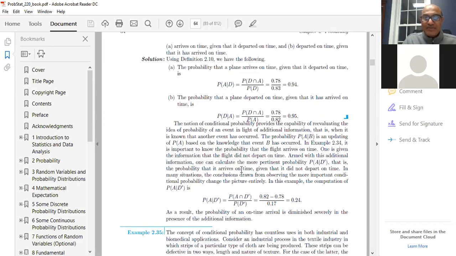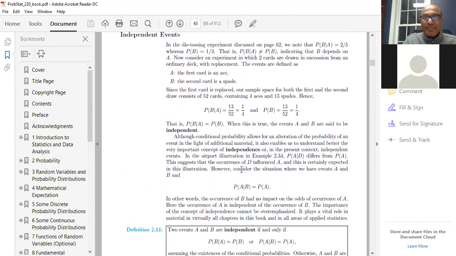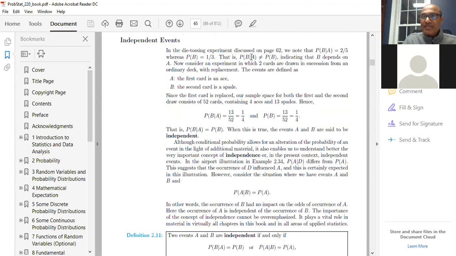So it says that in a die tossing experiment discussed on page 62, we note that probability of B given A is 2 over 5, while probability of B was 1 by 3. You can see these two probabilities are different, 1 by 3 and 2 by 5. They are not the same, right, guys? Indicating that B depends on A, because B has some relation with A.